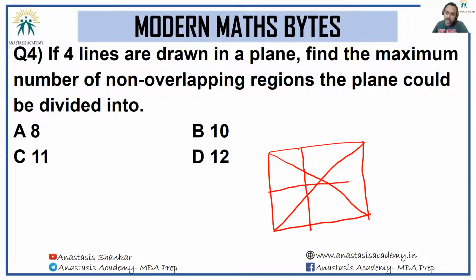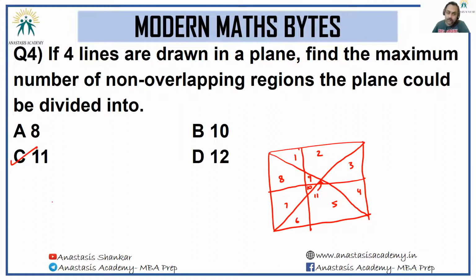Here, just ensure that the points of intersection of all pairs of lines are distinct. Let's count the regions. 1, 2, 3, 4, 5, 6, 7, 8, 9, 10. And here you will have your 11th region. How many regions? Answer is 11.